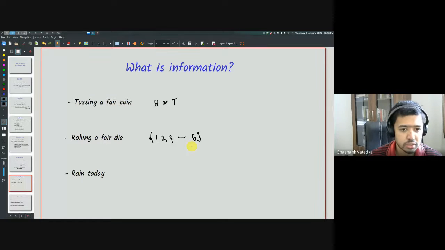When you see the outcome of this experiment, you get some information. So if you had to take a wild guess as to which of these two experiments gave you more information, what would you say? Do you think that the outcome of a fair die gives you more information than the outcome of a fair coin, or the other way around?